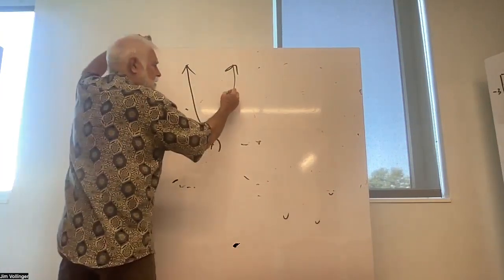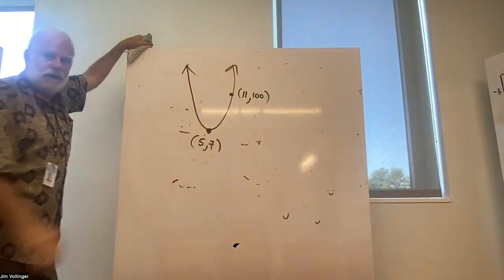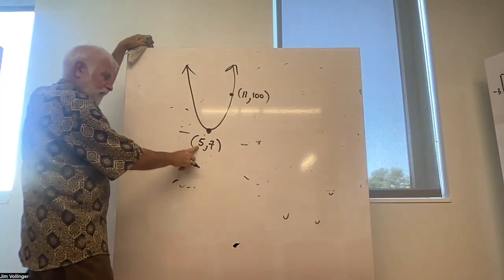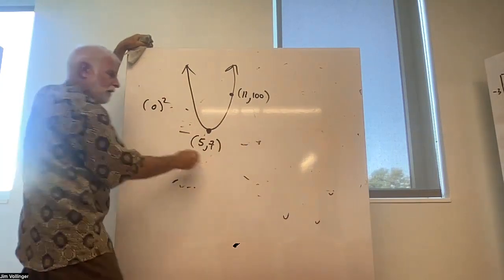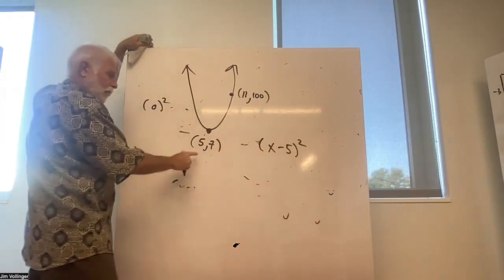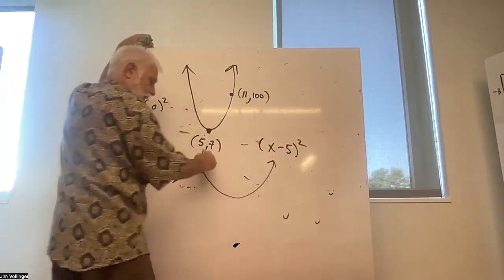Random number. 11, 100. Can you write that equation? Well, I want that to act like a minimum. Minimum square area is 0. So I've got to start with (x minus 5) squared. When I plug 5 in, that number disappears. And I want 7.